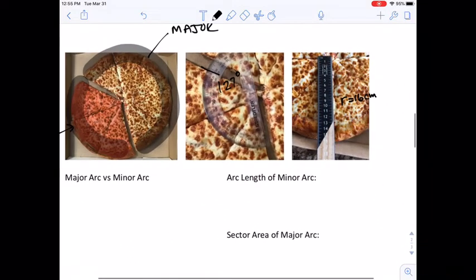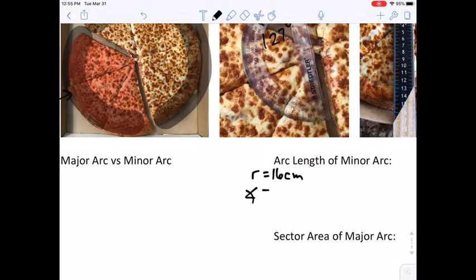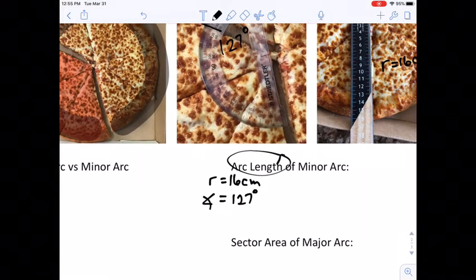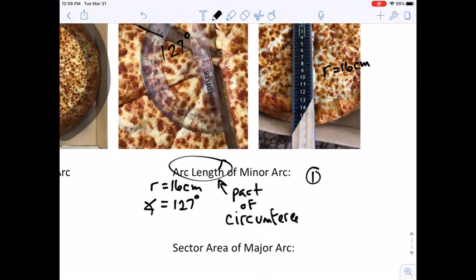So let's talk about the arc length of the minor arc. Some things we need to know: the radius is 16 centimeters, and the angle out of 360 was 127 degrees. With that, we should be able to find the arc length. Arc length is part of the circumference, so it would help to know what the circumference is. Let's do that part first. Part 1, C equals 2 pi r, which is 16 pi times 2. We already figured out earlier that that was 32 pi.